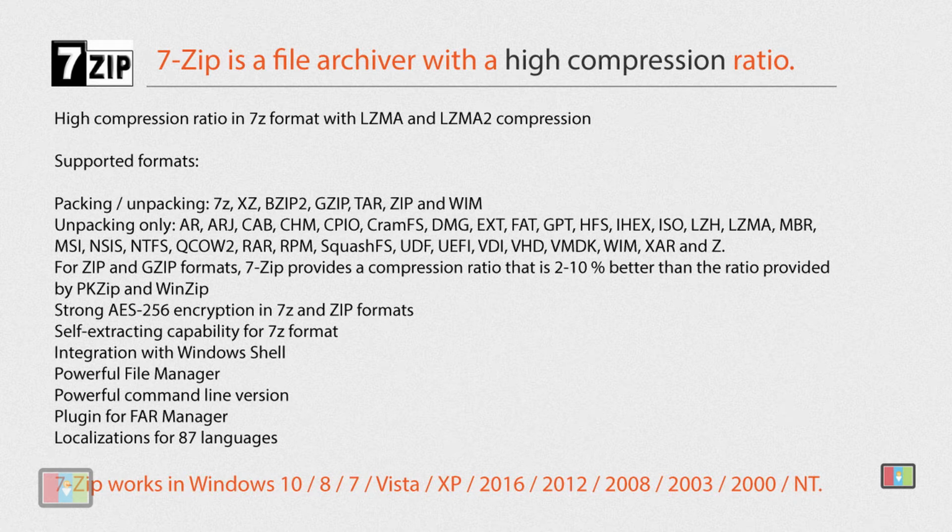7-Zip is a file archiver with a high compression ratio. High compression ratio in 7Z format with LZMA and LZMA2 compression. Lots of packing/unpacking formats. For zip and gzip formats, 7-Zip provides a compression ratio that is 2 to 10% better than the ratio provided by PKZip and WinZip.